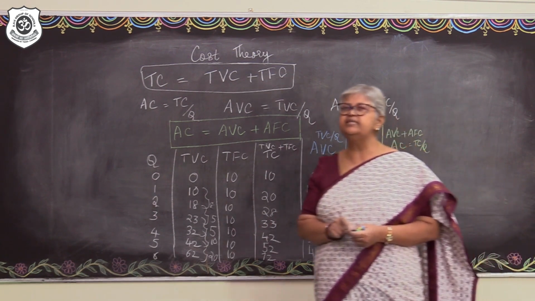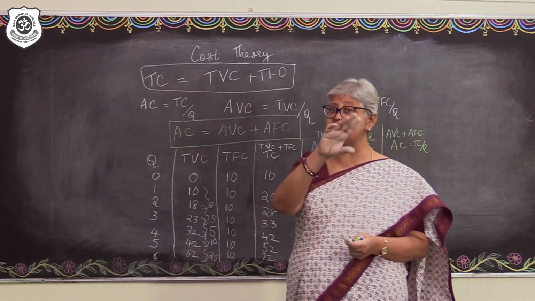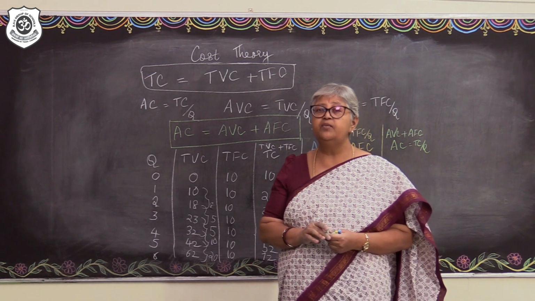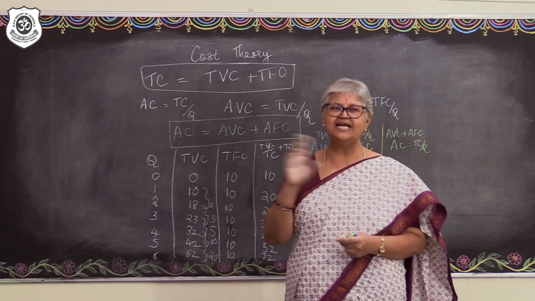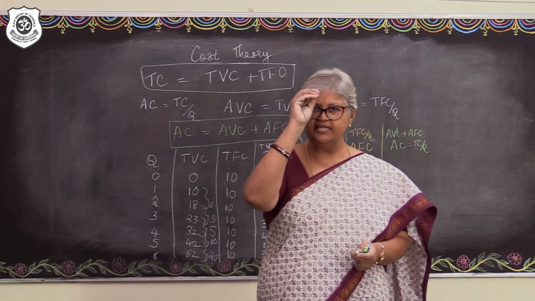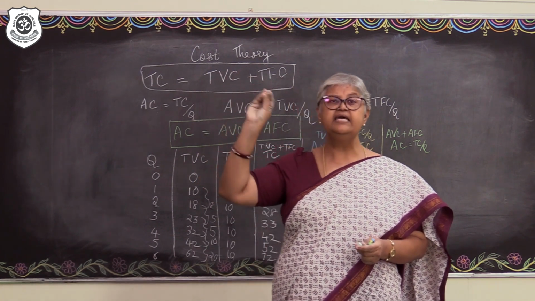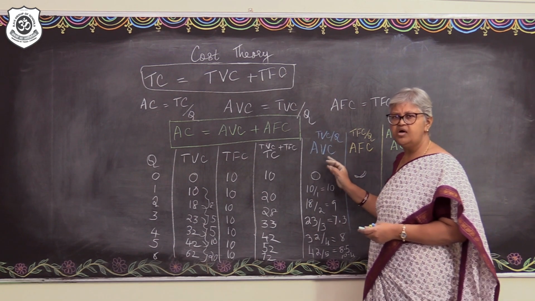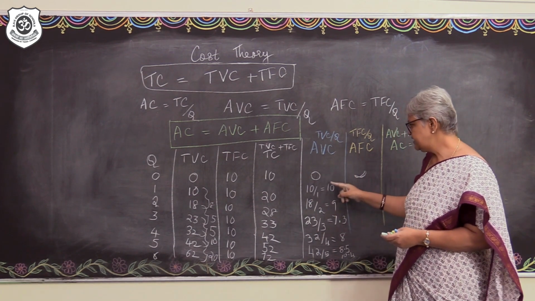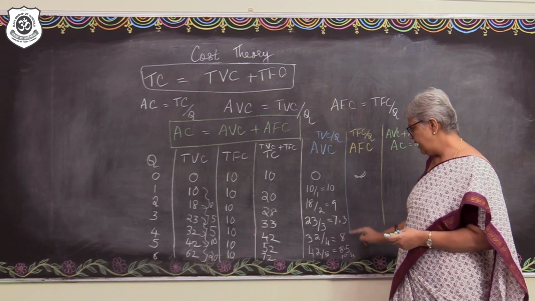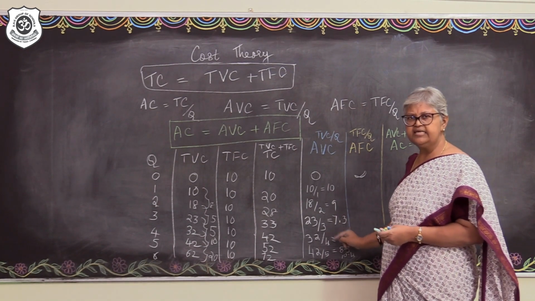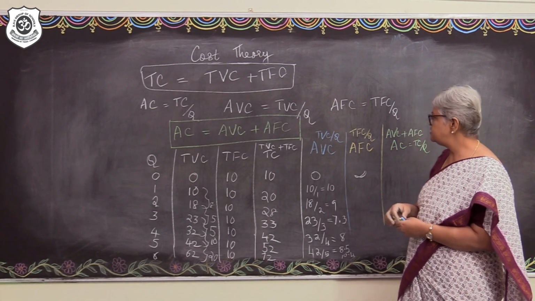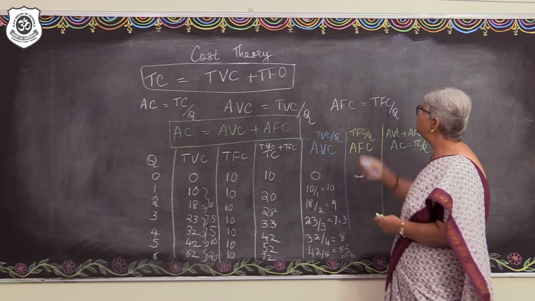I want you to recollect the behavior of the average cost from the previous clipping. You have understood that both the marginal as well as the average cost, they fall and then they increase. Same is the case with the average variable cost. The average variable cost, it is falling and then it is going to increase. Yes? So let's try and show this through a diagram.